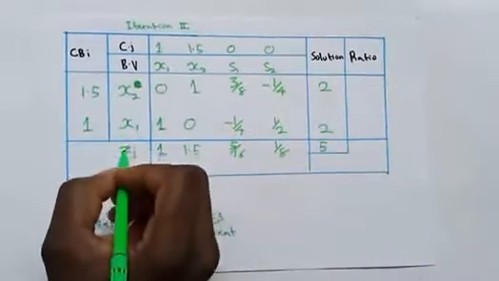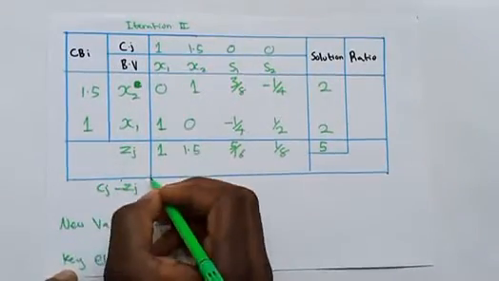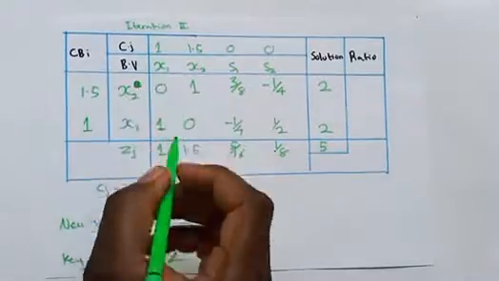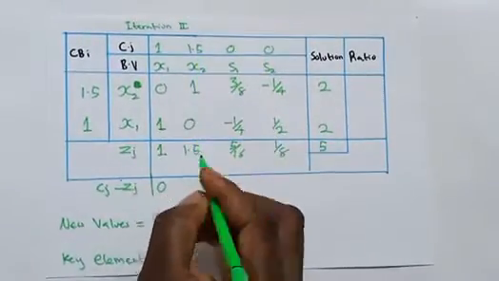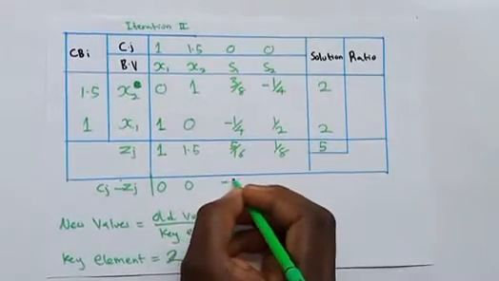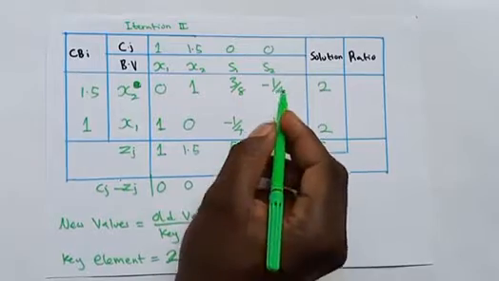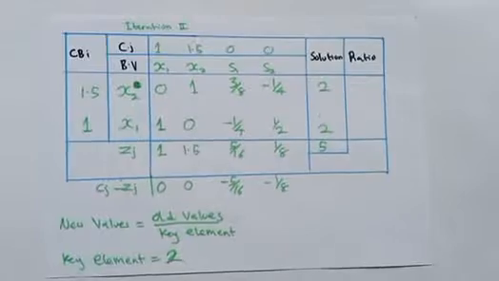So after getting your Zj values, the next thing to do is Cj minus Zj. 1 minus 1 gives us 0. 1.5 minus 1.5 gives us 0. 0 minus 5 over 16 gives us minus 5 over 16. 0 minus 1 over 8 gives us minus 1 over 8.